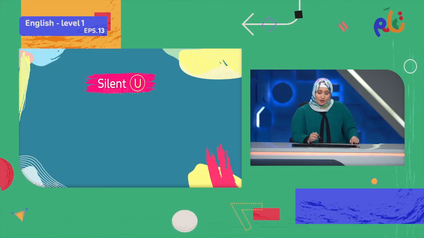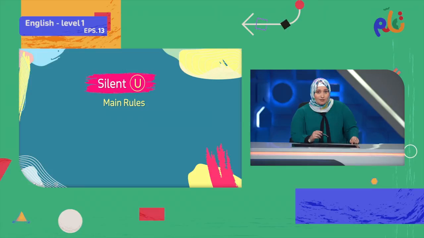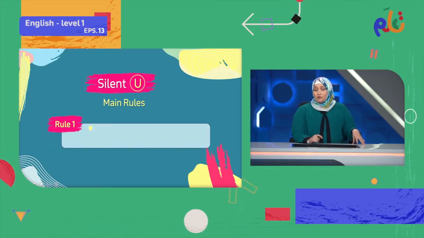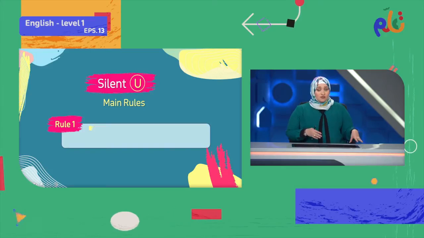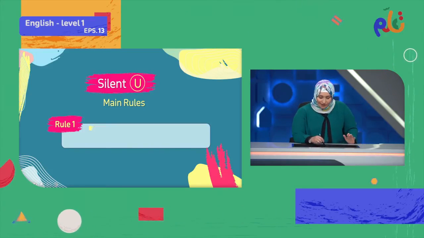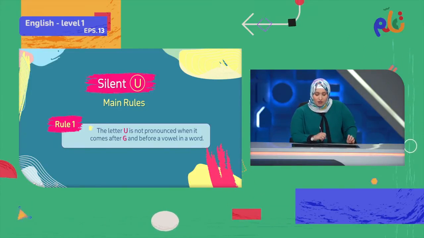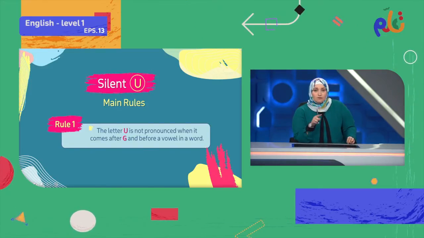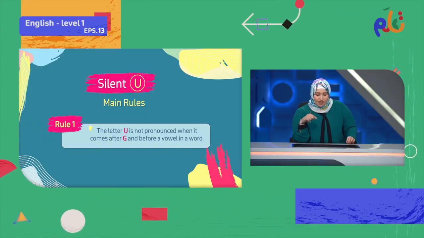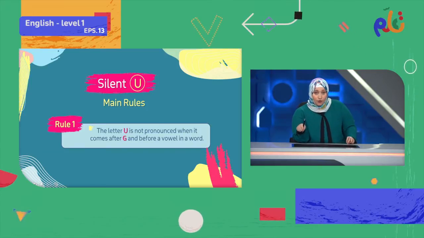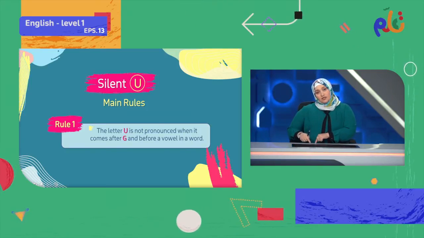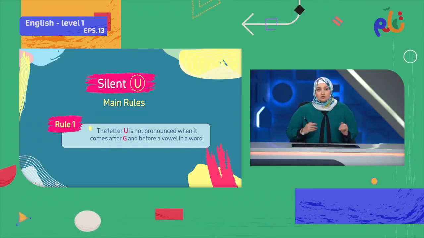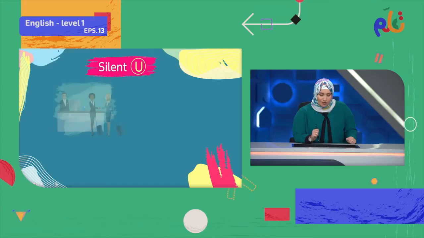Now, let's learn all about the silent U. What are its rules? How do we spell it without saying the short sound or the long sound of U? Because U is a vowel. The letter U is not pronounced when it comes after G and before a vowel in a word. So when it comes after G and after the U comes a vowel, meaning G, U, vowel, we don't pronounce the U.